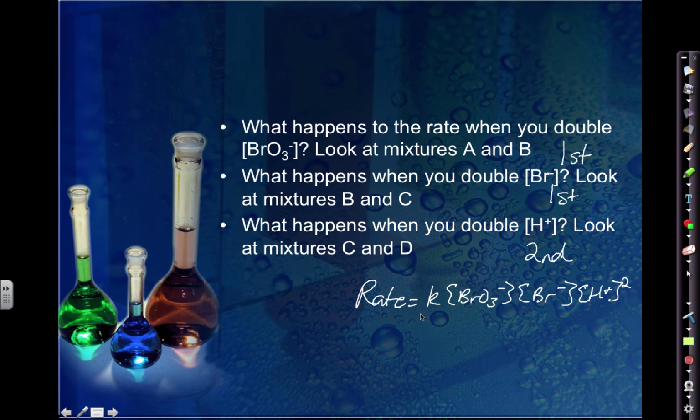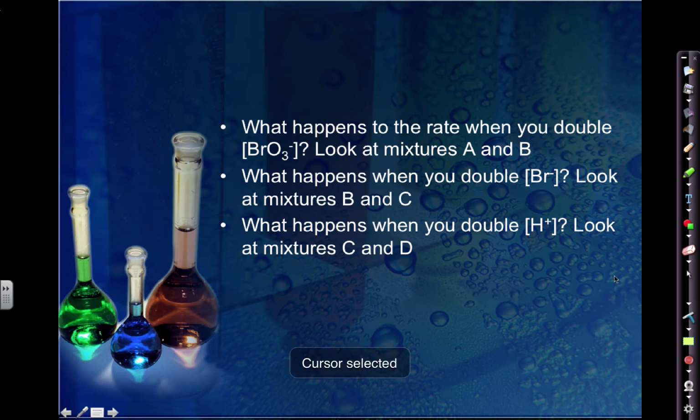Okay, so simply taking the data, you can figure out what happened to the concentration of one reactant, then what happened to the rate as a result of that. And then when you do that, you can figure out what that power should be. So really you're trying to figure out what order each reactant has. All right, so let's look at something else.